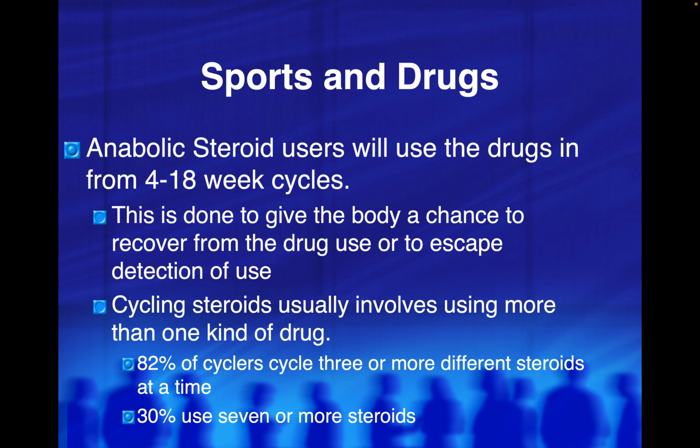Anabolic steroid users will use the drugs in 4 to 18-week cycles. This is done to give the body a chance to recover from the drug use or to escape detection of use. Cycling steroids usually involves using more than one kind of drug. 82% of cyclers cycle 3 or more different steroids at a time. 30% use 7 or more steroids at a time.